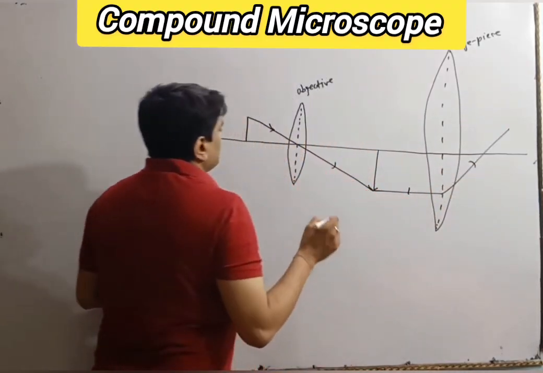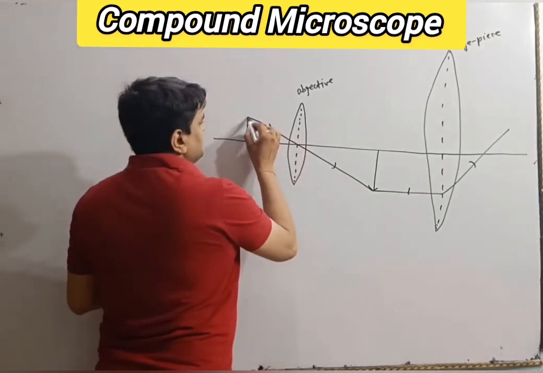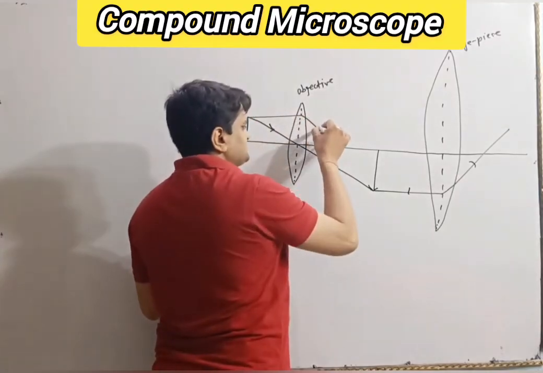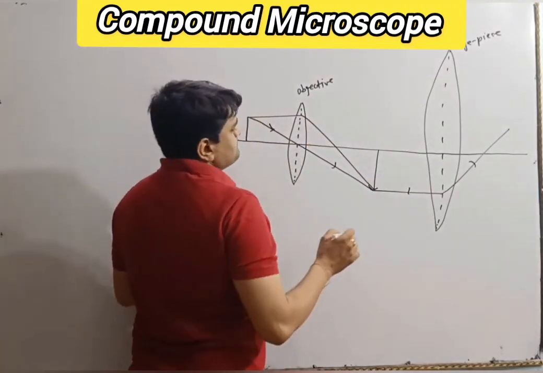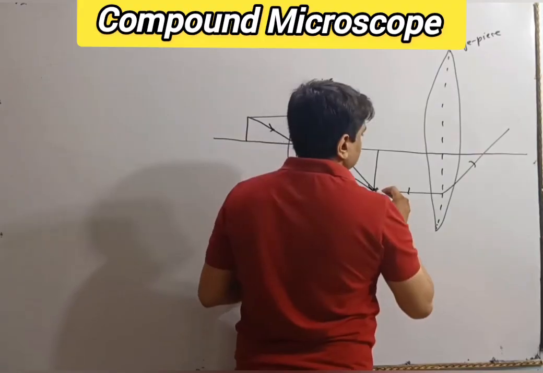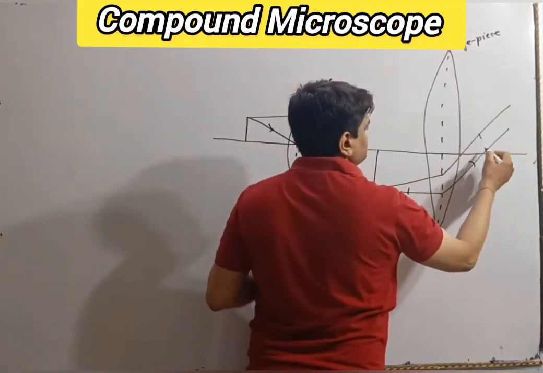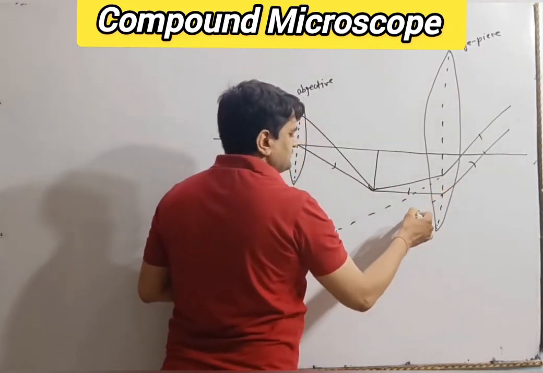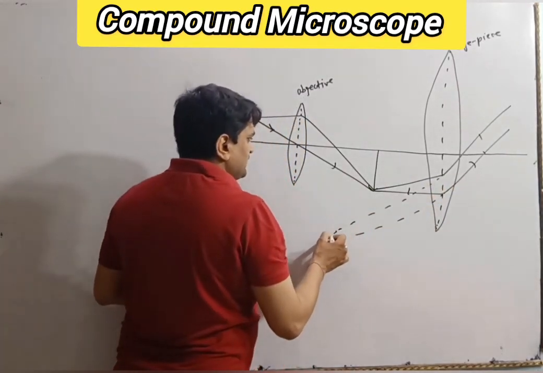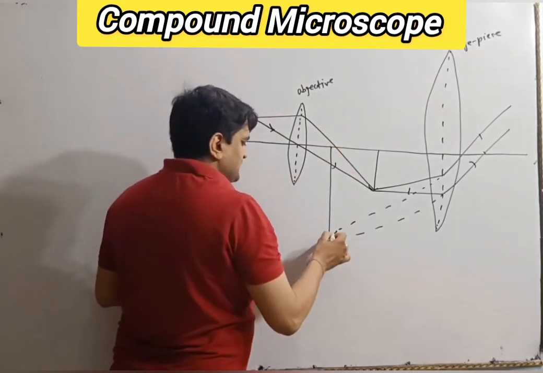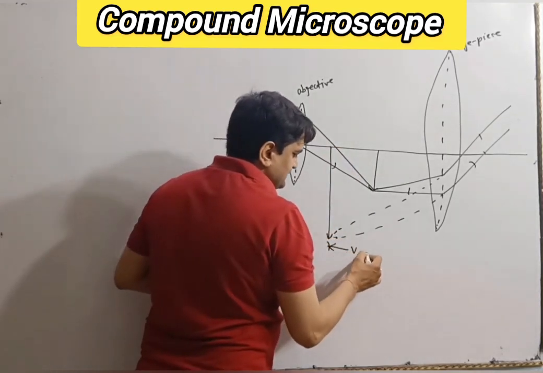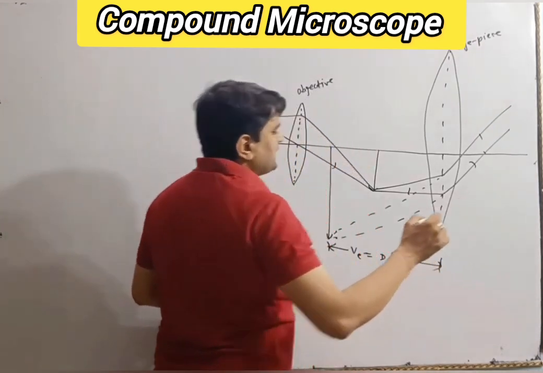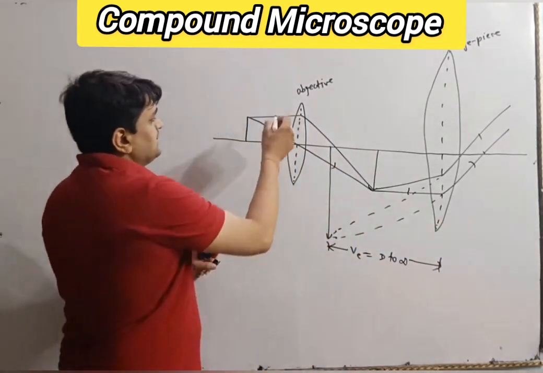Okay. Now second image, second line, let it pass like this and go like this, and the final image will be formed here. Okay, this final image can be anywhere. This is VE. This can be from D to infinity, anywhere. Okay, this is the basic ray diagram.